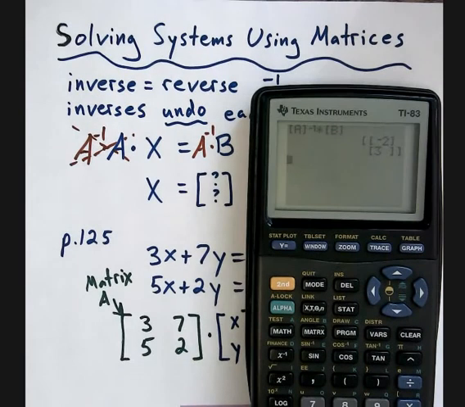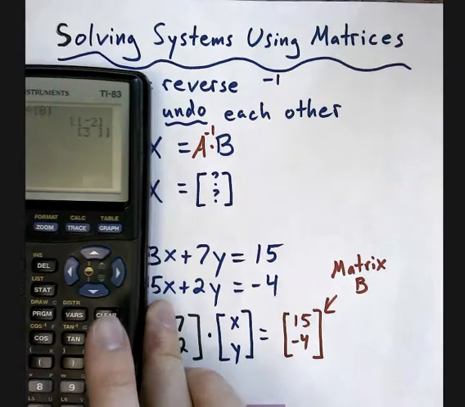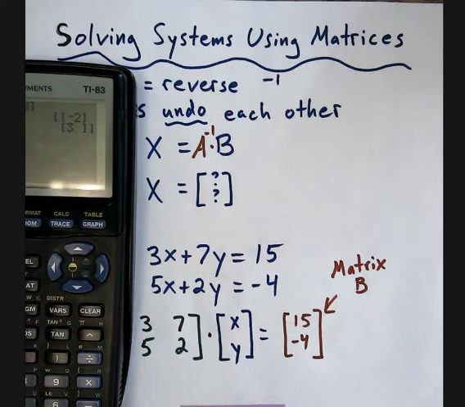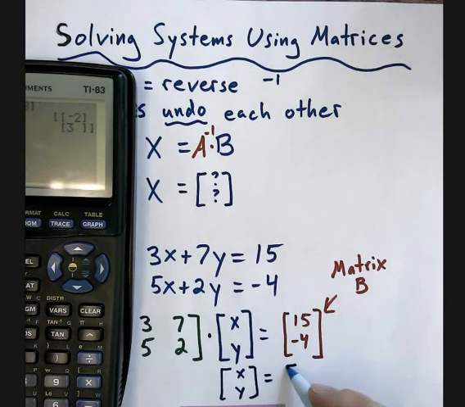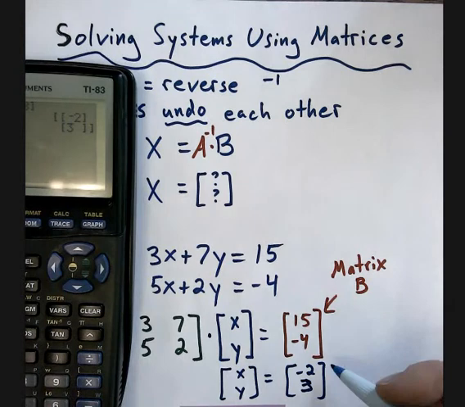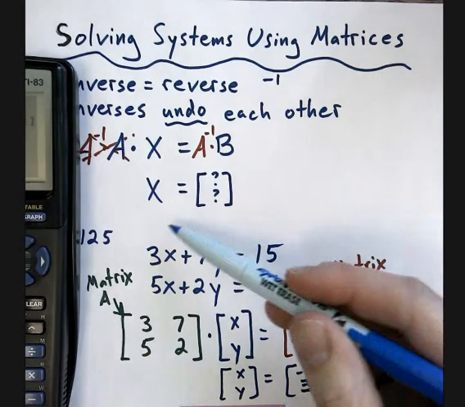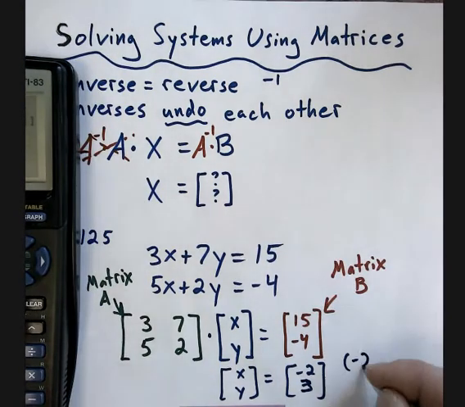-2, 3. So what that's saying is, if I go way back down here, when I isolate this, I end up with -2, 3. So my solution to this system, way back at the beginning, is -2, 3.